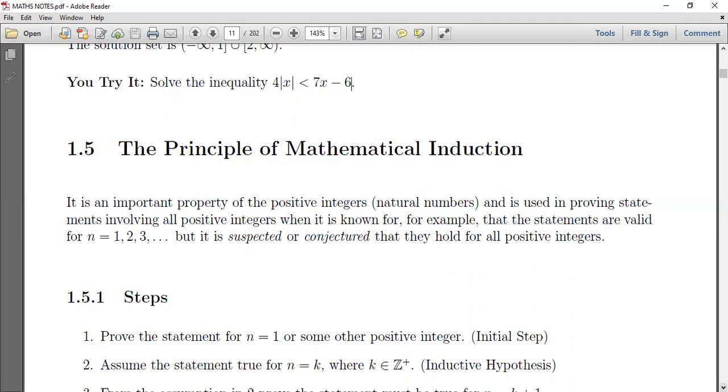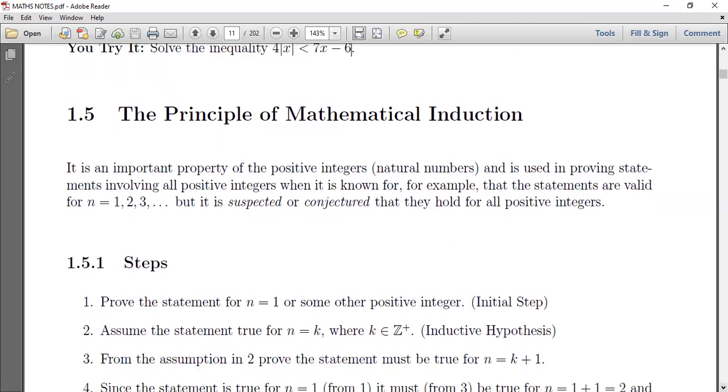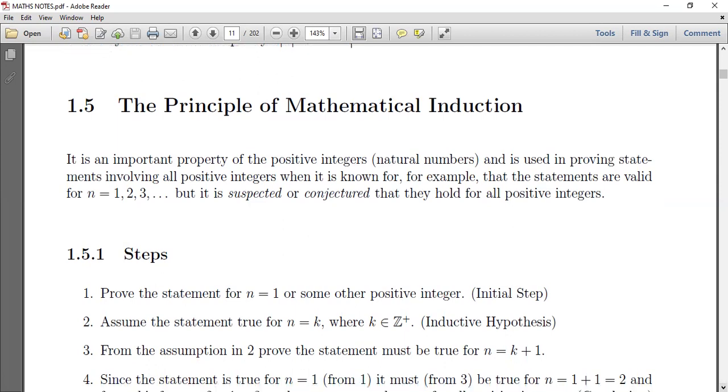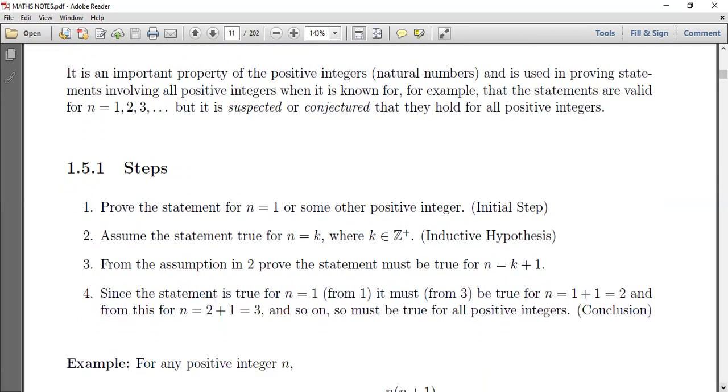So when we are trying to find a way of proving that something is valid or true when n is equal to 1, 2, 3, 4, these are counting numbers, you can make use of mathematical induction. So when you're doing proof by induction, this is the usual mathematical induction that you know from your A-level mathematics. When you're doing proof by mathematical induction, these are the steps that you're supposed to follow.